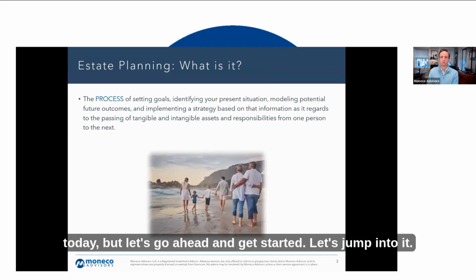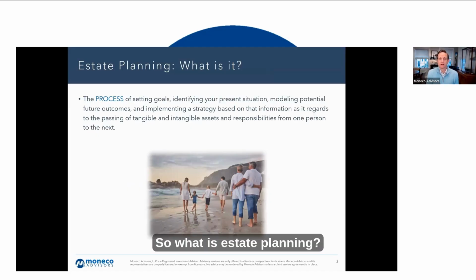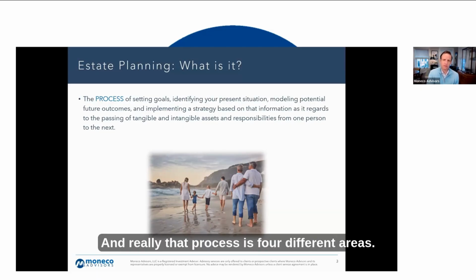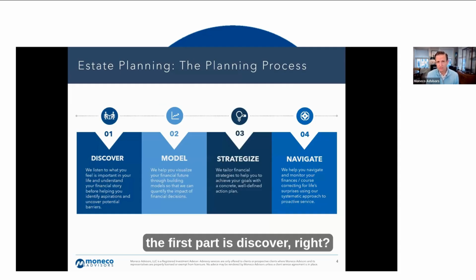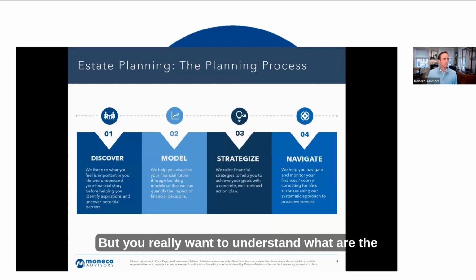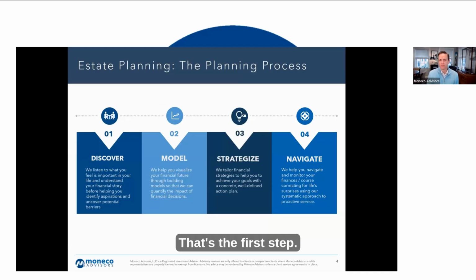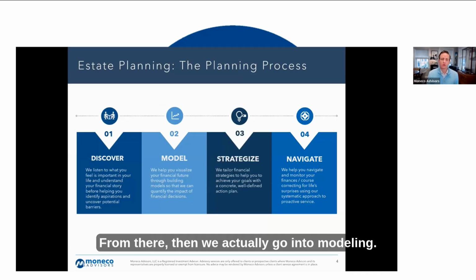Let's jump into it. So what is estate planning? At its definition, it's a process, right? Planning is a process, and really that process is 4 different areas. As with a lot of financial planning, the first part is discover, right? That's how we define it here at Moneco. You really want to understand what are the goals that you have for estate planning, right? What are you trying to accomplish? That's the first step.